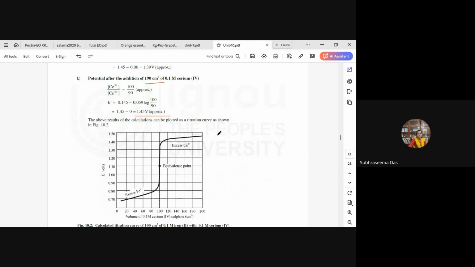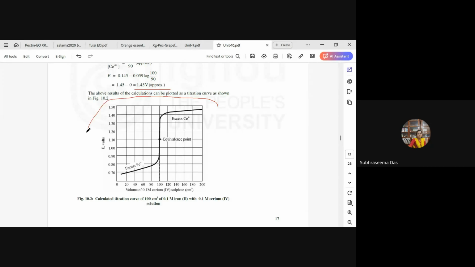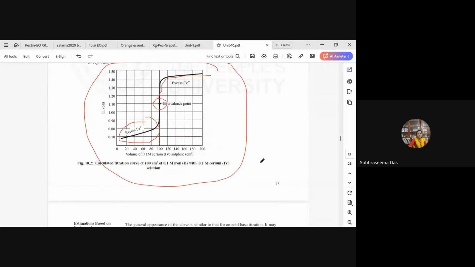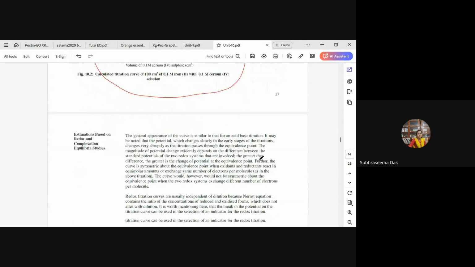So the whole titration can be plotted in this way, as in figure 10.2. It shows the titration curve of 100 ml of 0.1 molar iron with 0.1 molar cerium. To begin with, Fe2+ is present in excess. This is the equivalence point. Even if we keep on adding Ce4+, the Fe2+ ratio will not change; we only see an increase in the potential relative to the Ce4+ ion. So this is how we calculate the equivalence point in terms of redox potential.